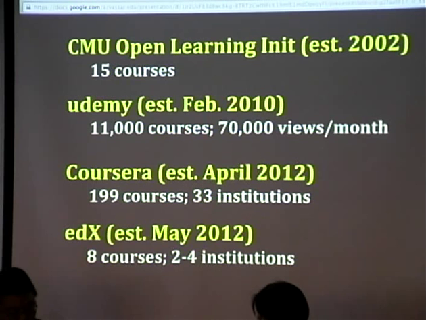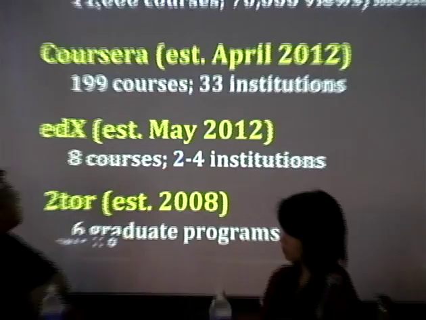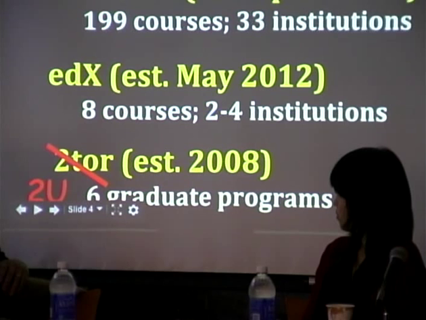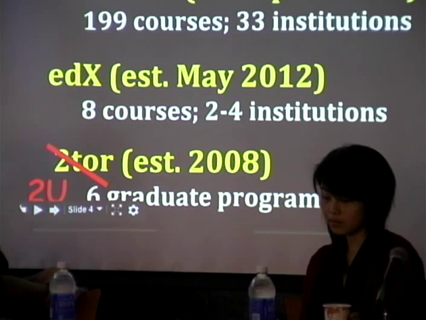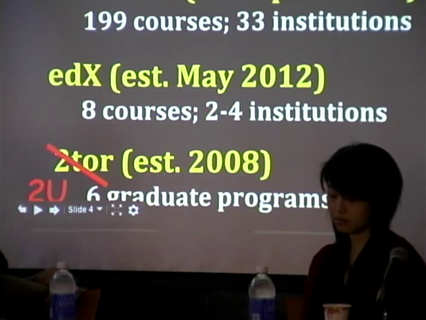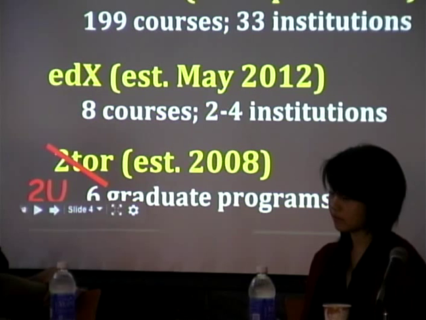And finally, one that's quite interesting for us here, a company called Tutor, and actually several days ago they changed their name. They're now 2U instead of 2Tor. They've been around for a few years. They've partnered with universities to offer complete degree programs online for graduate programs in certain institutions. They're now embarking on a new project to offer individual undergraduate courses online, working with liberal arts colleges. And they've been poking around Vassar, for instance.